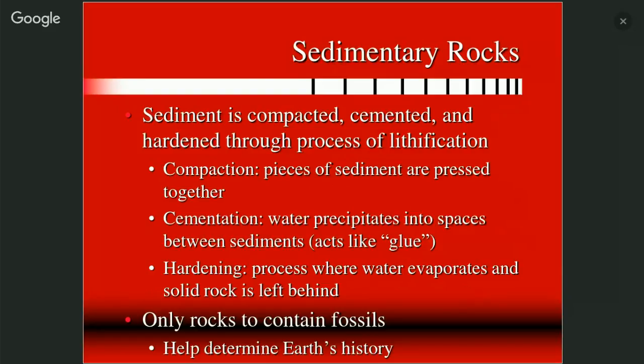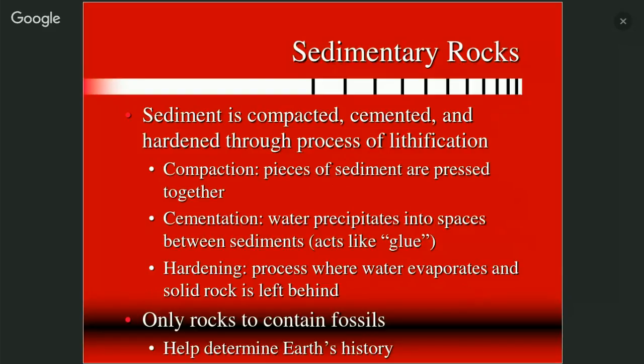This is the only rock type that would contain fossils because the amount of heat that is required for metamorphic rocks to be created is too high, and the amount of pressure. The fossils wouldn't withstand that immense amount of heat and pressure. Same with igneous rocks. The fossils would not survive the process of melting down in the magma. So if it can melt the rocks, it's going to melt the fossils.